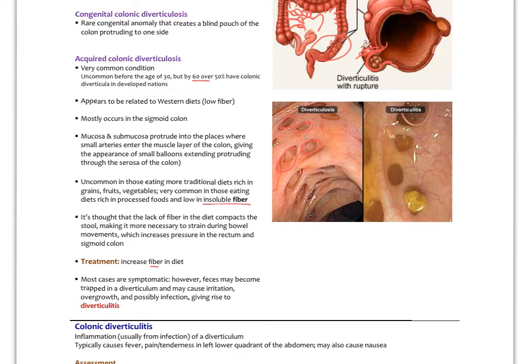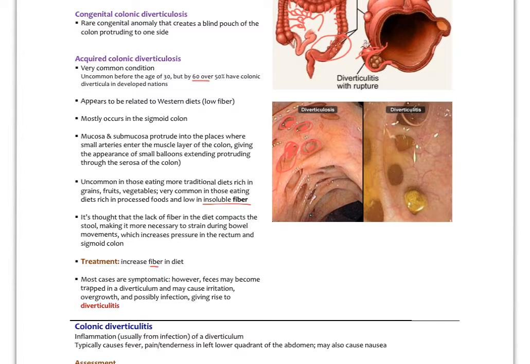Most cases are asymptomatic. Unfortunately, in some cases, the feces can become trapped in those little pouches. One theory is that eating seeds and nuts and things like that, which don't get digested, can plug up the hole there. I think that's been pretty much disproven, but you still see it in the recommendations. That can give overgrowth of bacteria, and that creates a little abscess in there, a little infection.